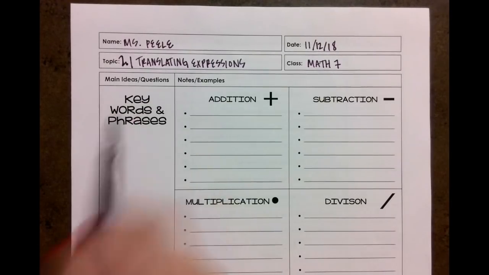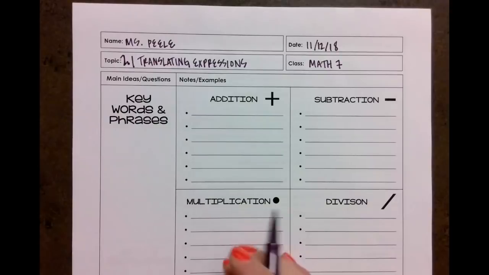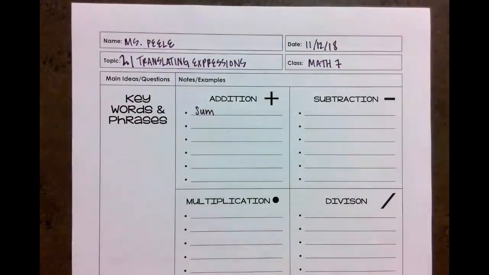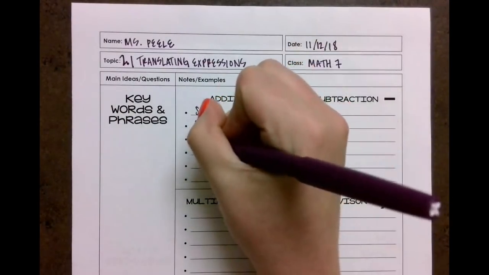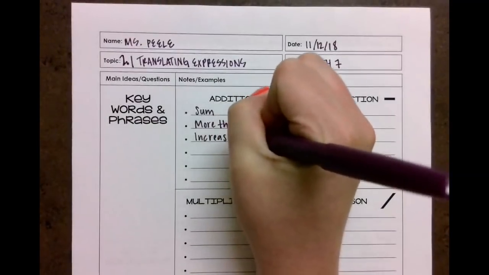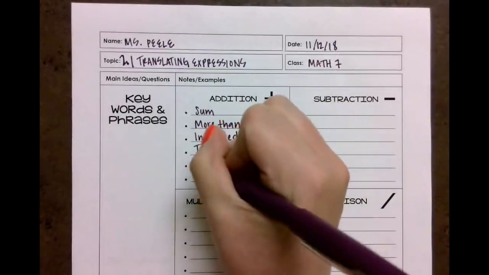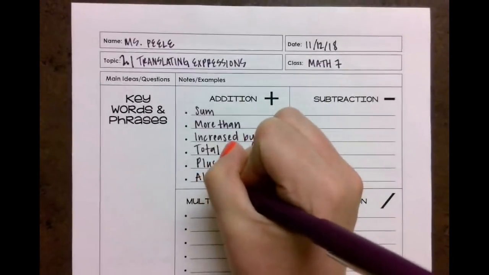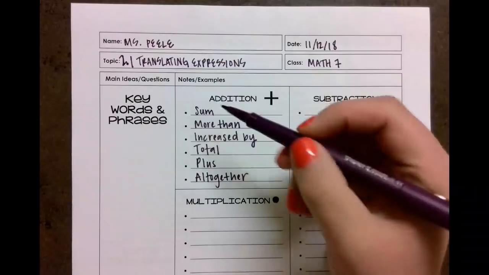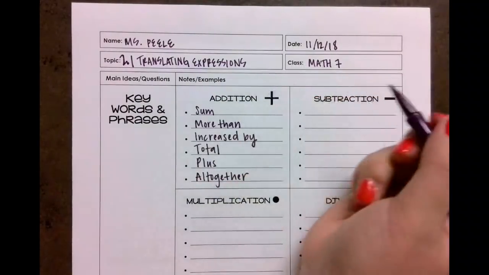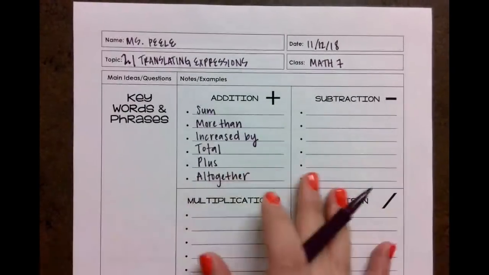So, keywords and phrases. Anytime you see these words, you should think addition. So if you see the word some, more than, increased by, total, plus, altogether. Whenever you see these words, or hear these words, you should know that the operation you're dealing with is addition. This gives you a nice little definitive guide about which words mean what.